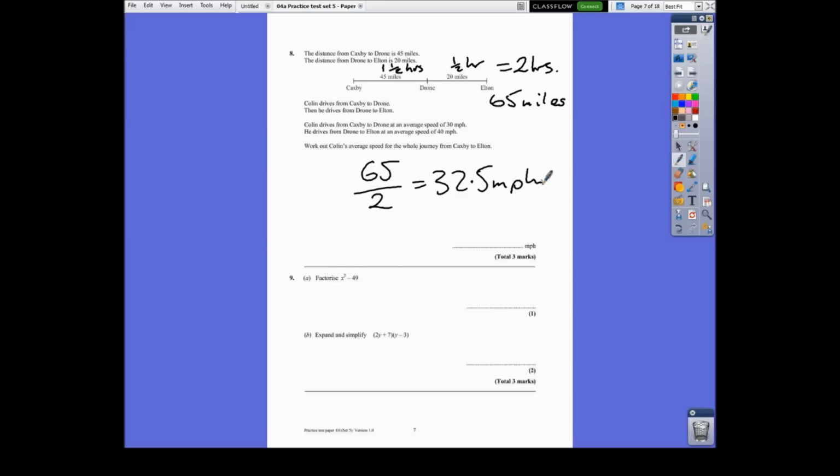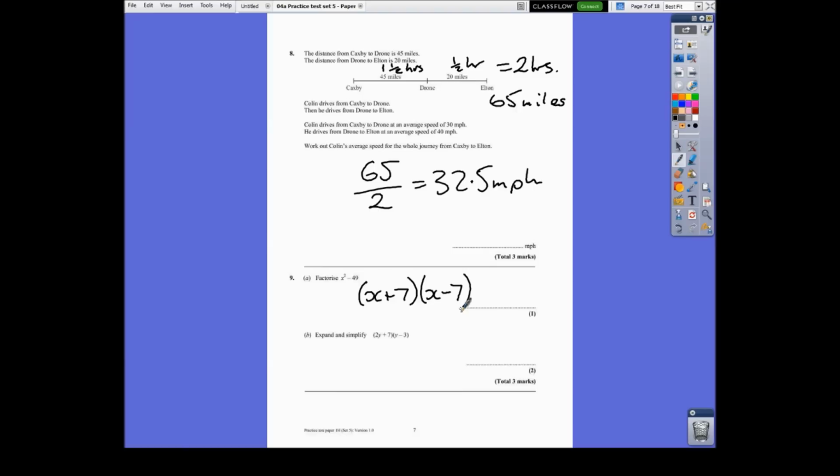Question 9a, factorise x squared minus 49. Well, this is a special case where we can put it into 2 brackets of x plus 7 and x minus 7. The plus 7 and minus 7 will mean that the x in the middle, when you expand those out, will disappear.